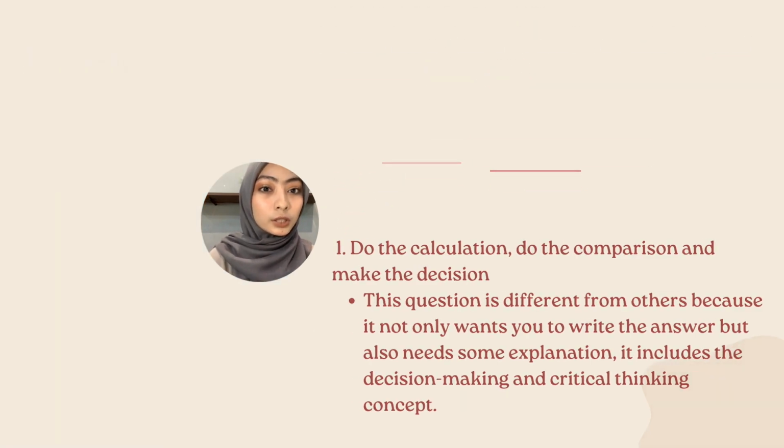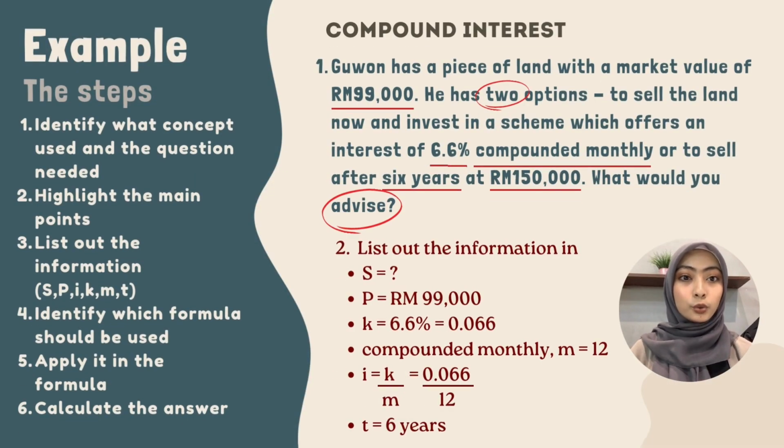After we read the question, we have to highlight the main points and list out all the information so we don't miss anything important. This question wants us to find the future value. I know that 99,000 is the principal value. 6.6% is the annual interest rate, but we have to convert it into a decimal number. Compounded monthly means 12 months, and T, the time in years, is 6 years.